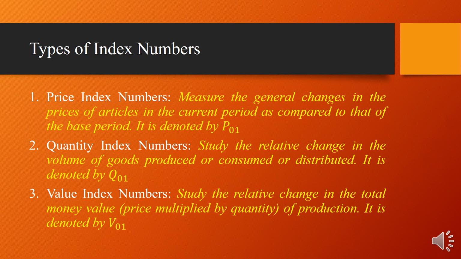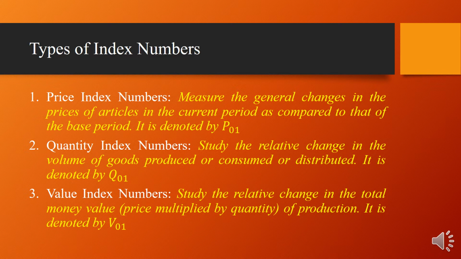Now let us discuss the types of index numbers. So there are three important types. The first one is price index numbers. Price index numbers measure the general changes in the price of articles in the current period as compared to that of the base period. So that is called price index number, and usually price index number is denoted by capital letter P01.